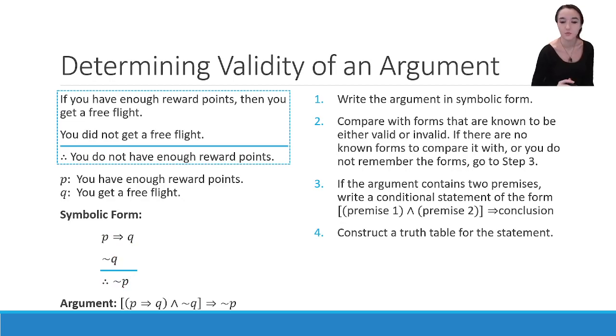Like so. Notice I'm once again using square brackets around the two premises here just so that I can separate it and not get confused with the number of parentheses that I have in what I've written. That's all those are. Those square brackets mean the same thing as parentheses. We just use them in math when we have too many parentheses and we want to be very clear about what matches with what. Okay, so once we have the argument in symbolic form as one singular if-then statement, we can construct a truth table for that statement.